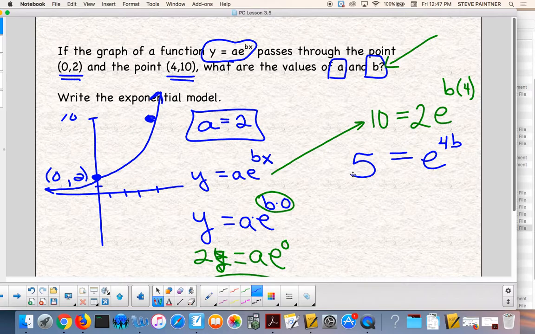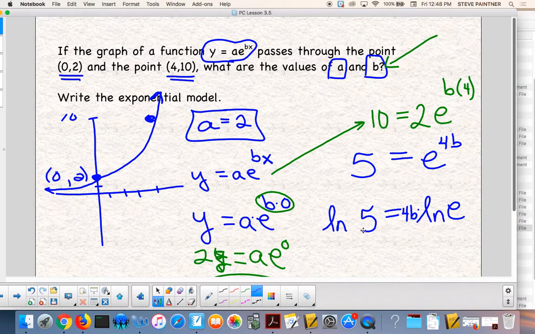Isolate the base, e to what power? 4b, e to the 4b equals 5. Now, what do you do to both sides? Oh, I already divided by 2, sorry. Take the log of both sides, but it's base e, so let's take the natural log, right? Where am I going to put the exponent, 4b? In front. 4b times the natural log of e equals the natural log of 5?